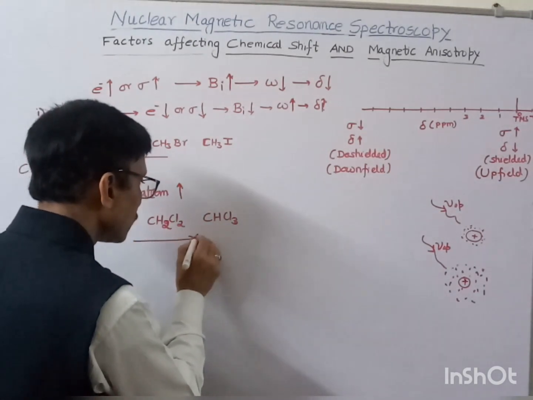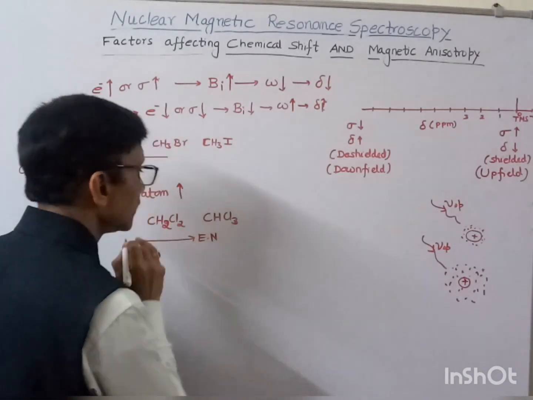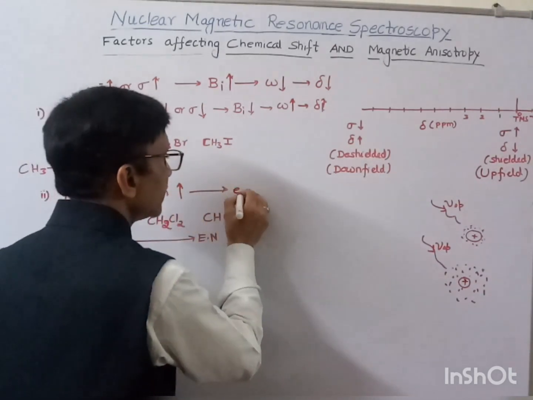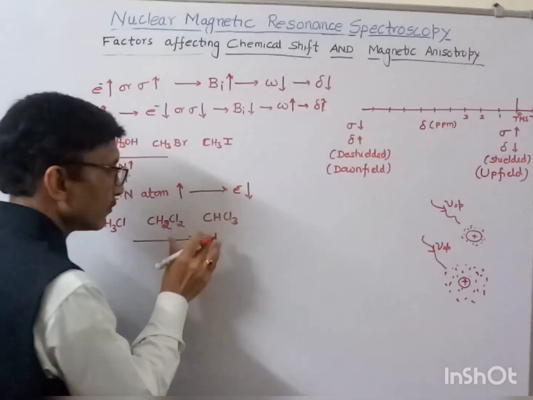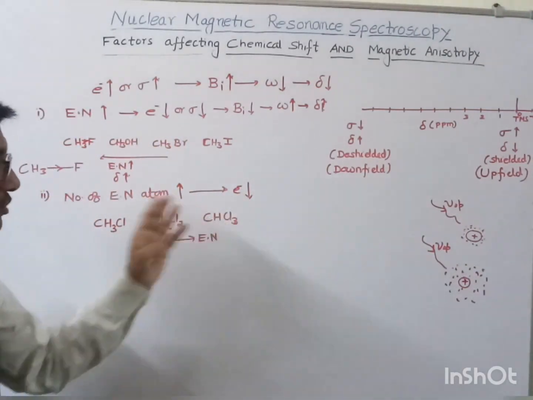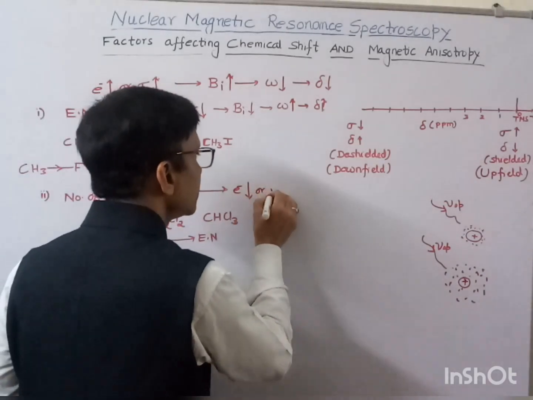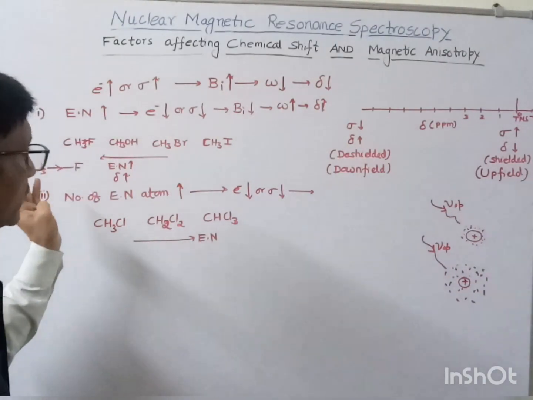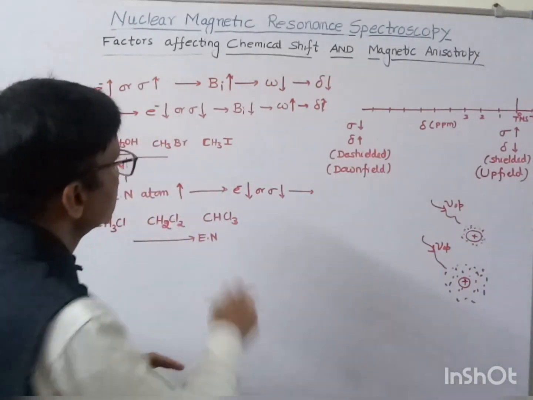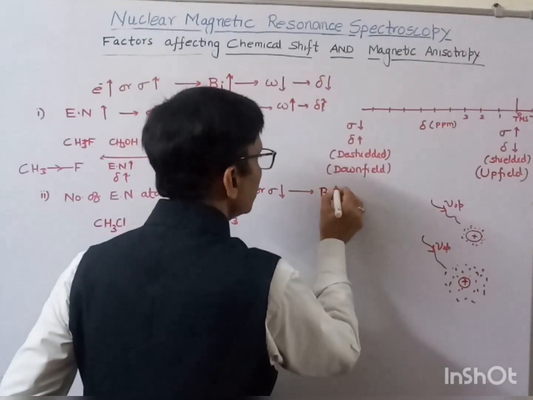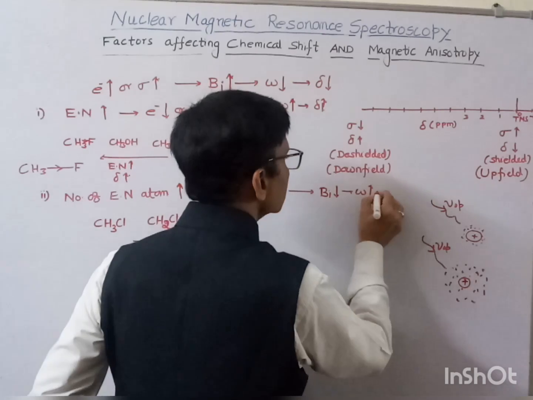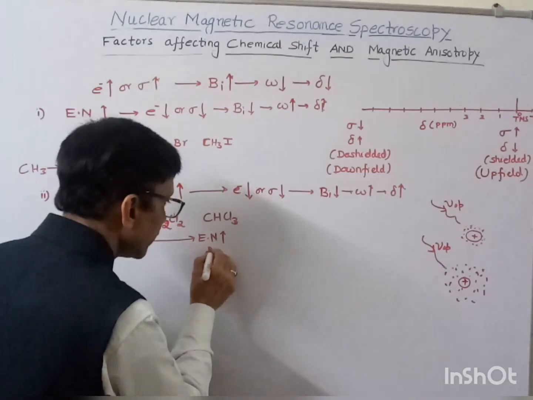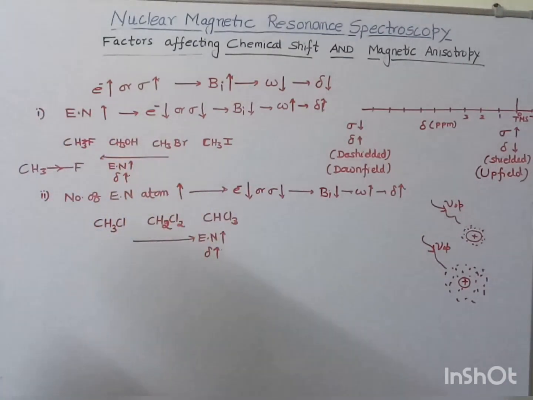So here the overall electronegativity is increasing. So if electronegativity is increasing, it means the electron density is decreasing. Here in this case, the electron density decreases much more surrounding the proton, or the shielding will decrease. And if shielding decreases, B induced will decrease, omega will increase, and the delta value will increase. So this will have the highest delta value in this case.